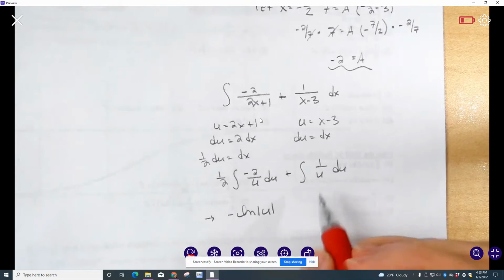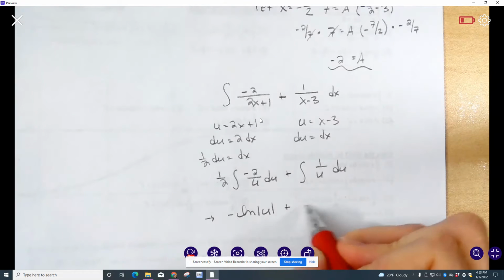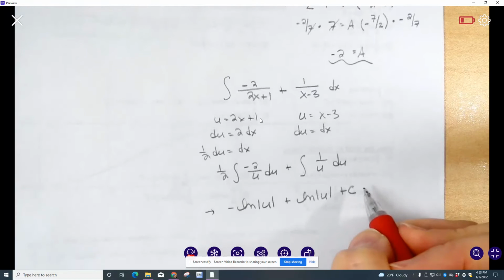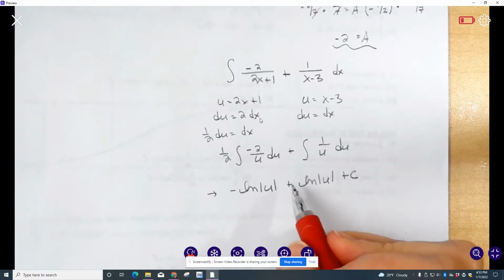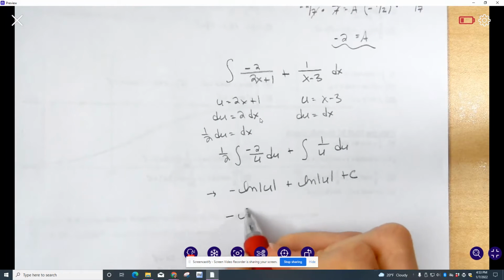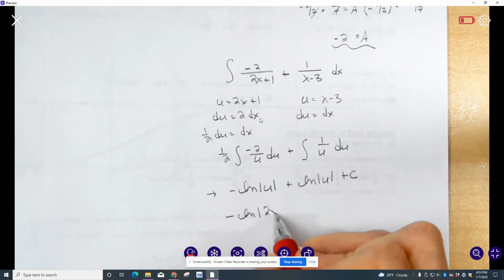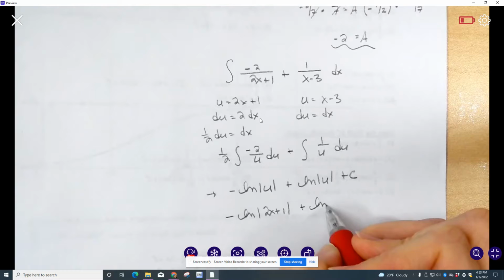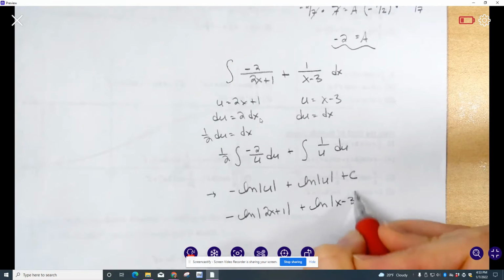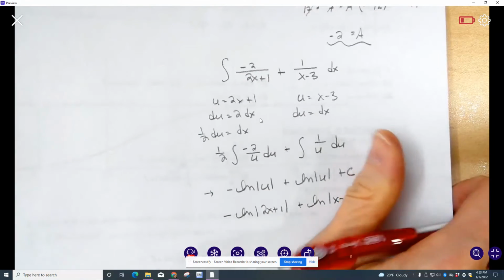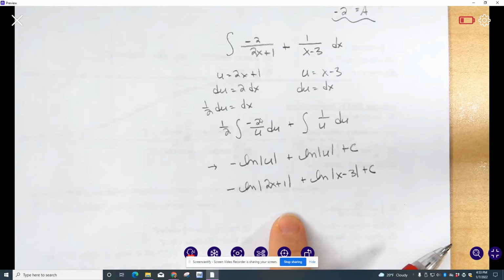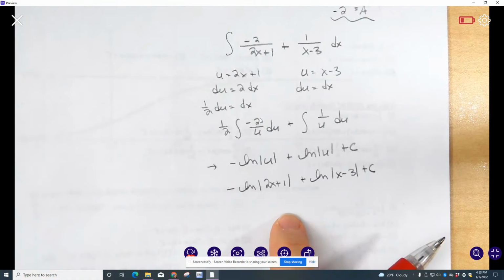And then this one would just be plus natural log of u plus c. And then substitute back in our u's. So here our u was 2x plus 1. And here our u was x minus 3. Okay, now on an FRQ, you're done. You've done the antiderivative. However, they will never leave the answer in this form for a multiple choice.